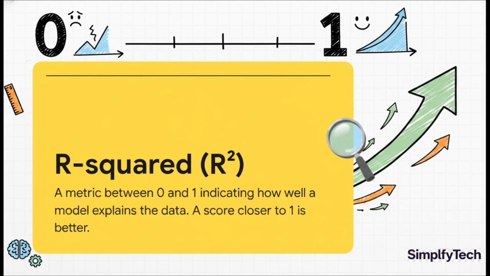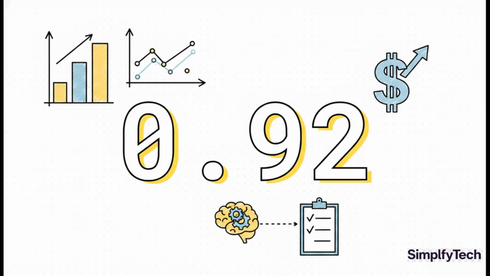The easiest way to think about it is like a report card score, from 0 to 1. 0 means the model is totally useless. 1 means it's a perfect psychic. We're obviously shooting for something as close to 1 as we can get. So we run the model's score method on our unseen test data, and boom! We get an R-squared of 0.92.